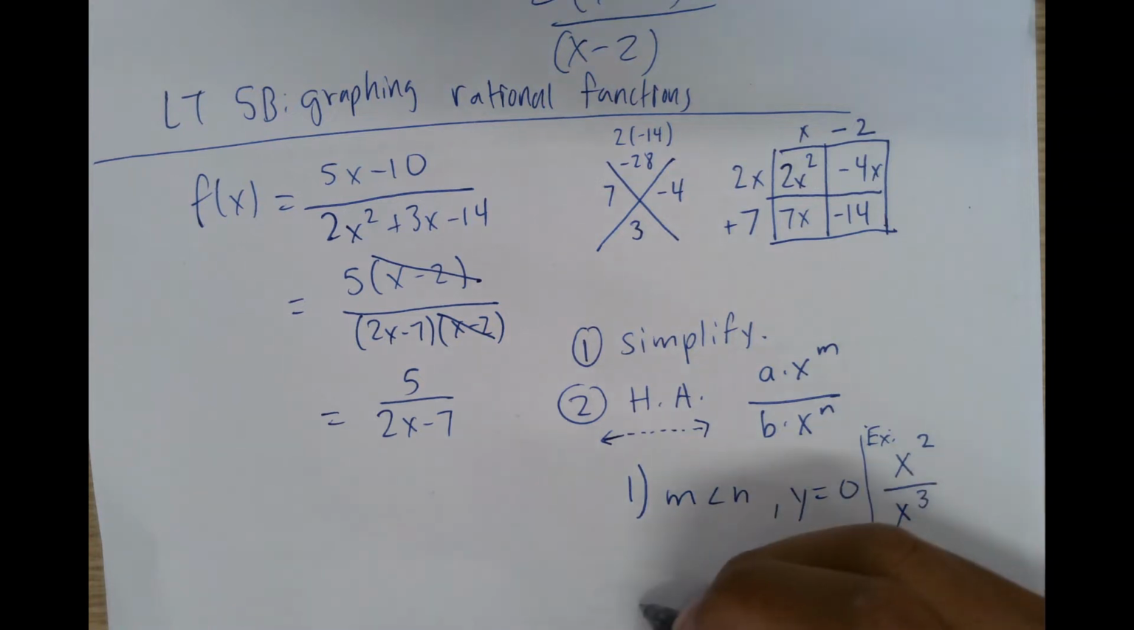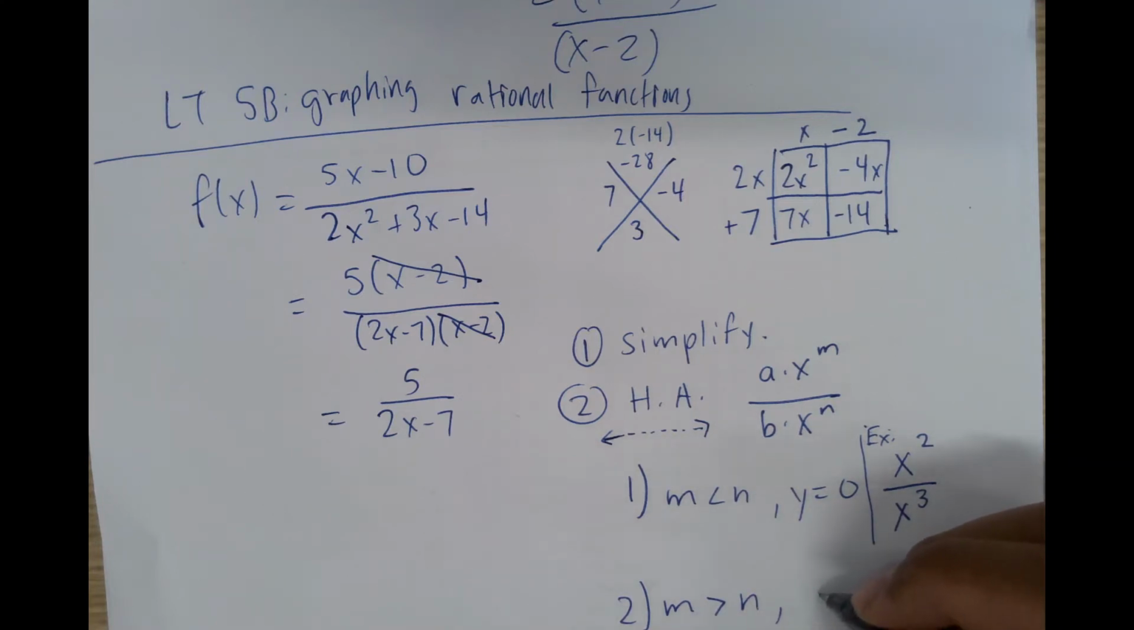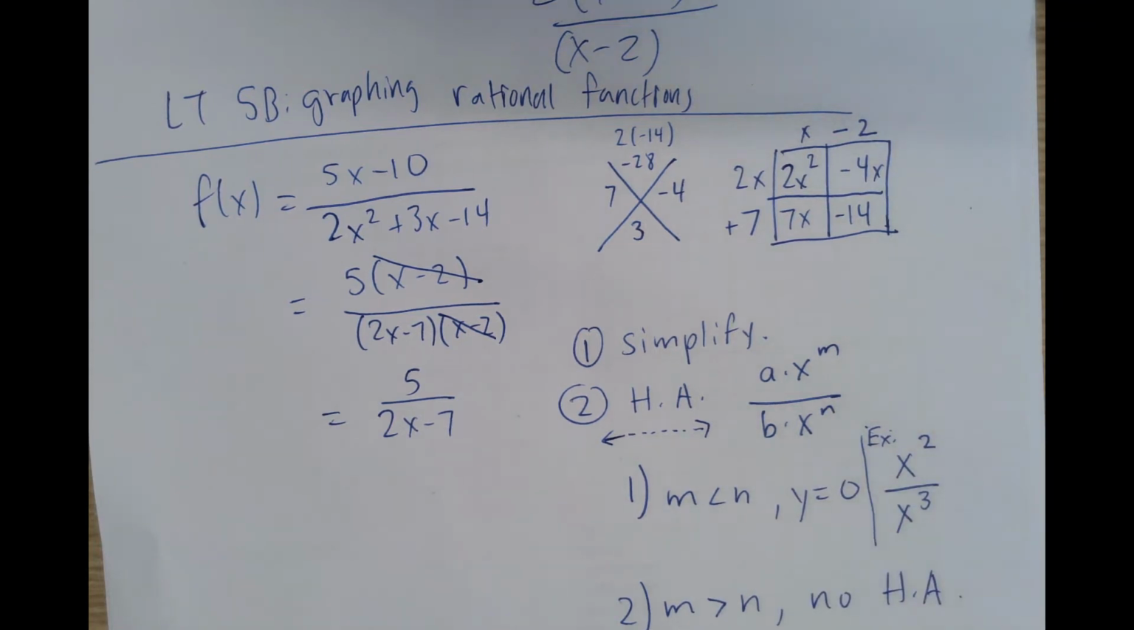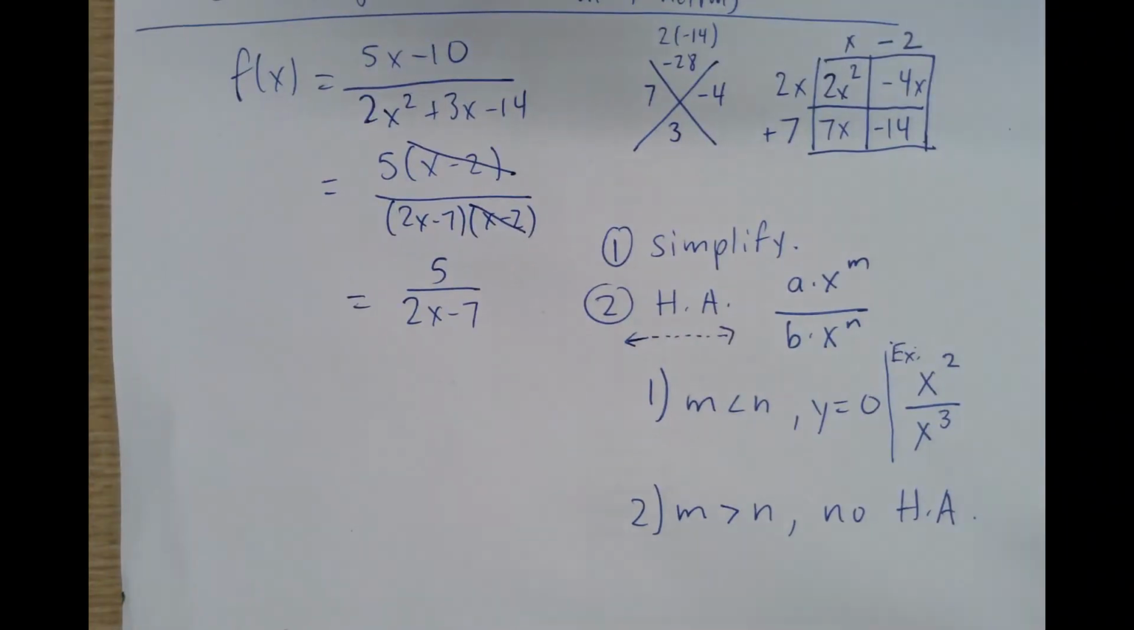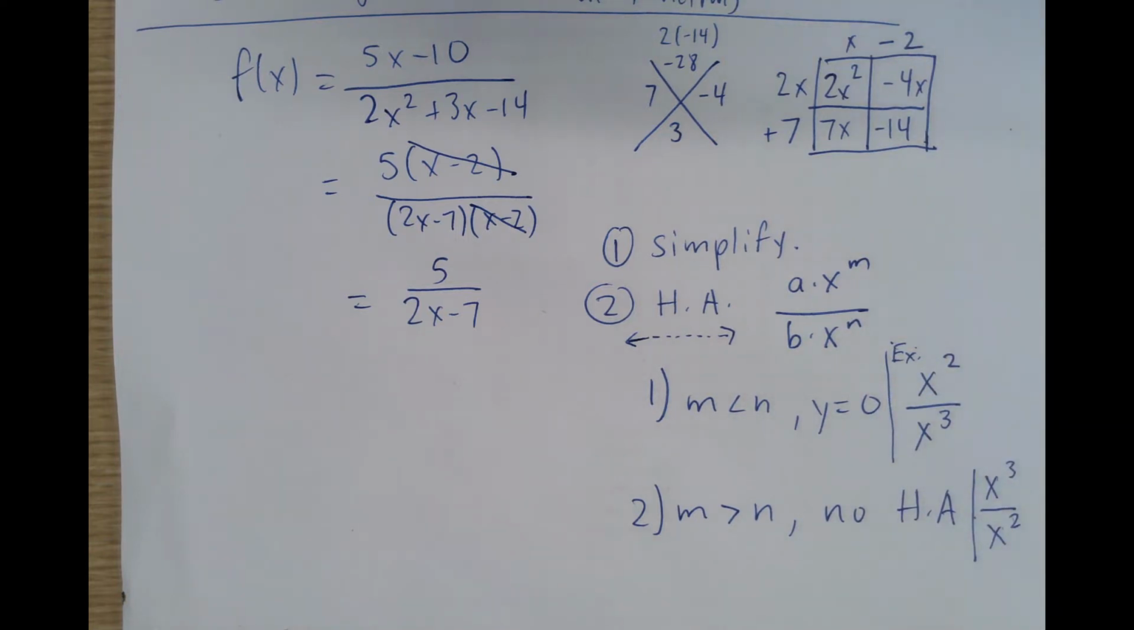The second scenario is where m is greater than n. Then there is no horizontal asymptote. So the second scenario is where the exponent on top is greater. As an example, if you have x to the third over x squared, then there is no horizontal asymptote. Okay, that's the second scenario.